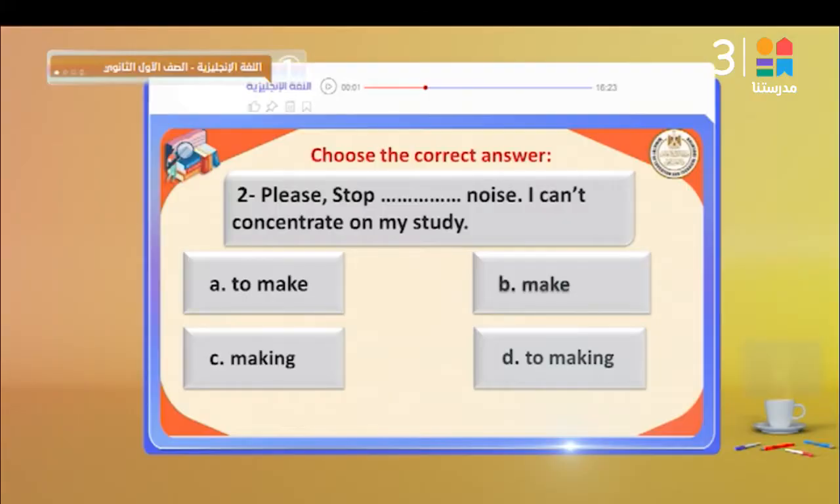So here look at this question. Please stop noise. I can't concentrate on my study. Here I don't want you to make noise, so I say stop making noise.